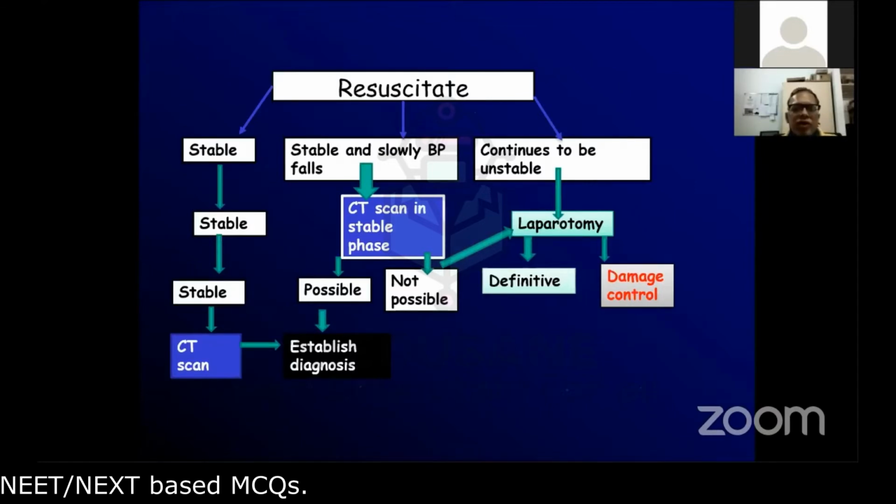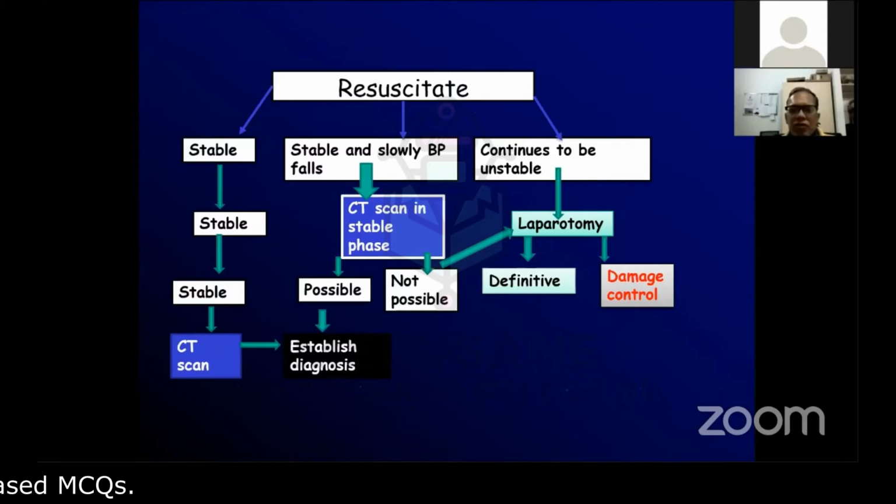Do a CT scan, establish the diagnosis, and then follow. If the patient becomes stable after resuscitation, but slowly the pressure starts falling, it means the bleeding is continuing. So the CT scan is to be done; a high resolution CT scan with IV contrast will be done in just a minute or so, or 5 minutes. You can have a pre-contrast and post-contrast picture, and once your diagnosis is established, you can go in.